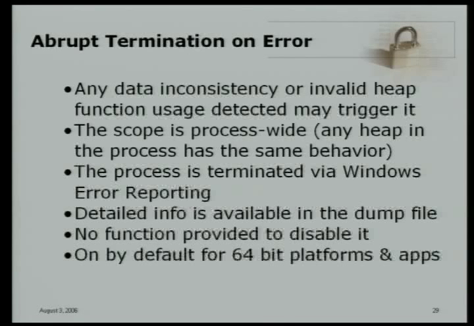If we detect any inconsistency in the data or any corruption at runtime, then we make a call to Windows Error Reporting and terminate the process. There is no exception passing or anything like that that people can handle to catch this up front. The scope is process-wide. You cannot say this heap can crash, this one cannot. Once you set it, the entire process, no matter what the heap or the cause, is going to terminate as soon as you detect an inconsistency. Detailed information is also available in dump files.